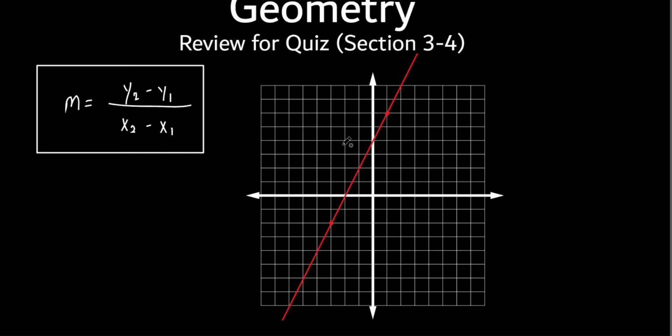Now, on the quiz, I am not going to give you a graph. Let's try this again. I am not going to give you a graph, okay, but I will give you 2 ordered pairs and ask you to find the slope, okay? But what I'm going to do is I'm going to teach you something just a little bit newer.